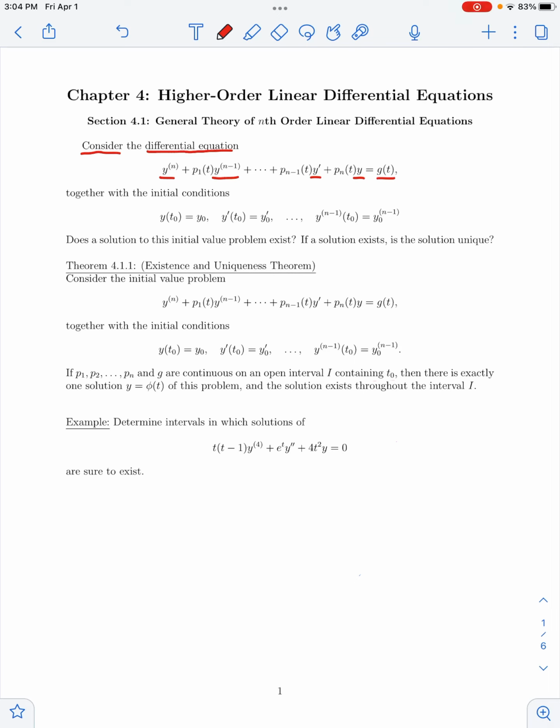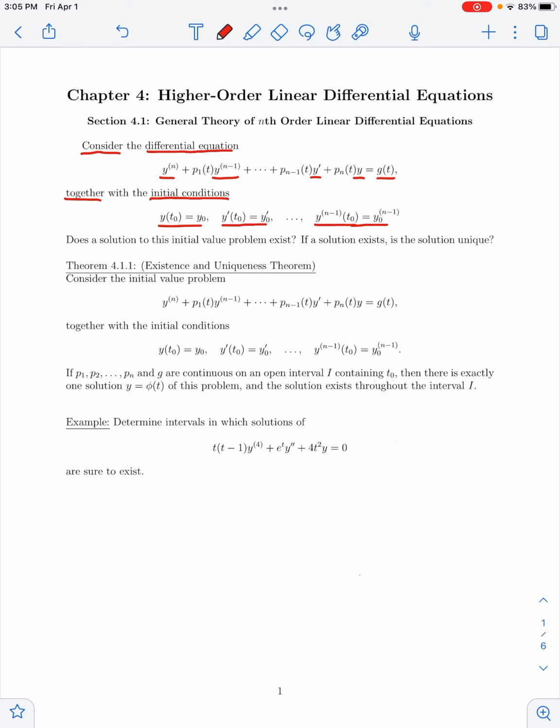So, for instance, in Chapter 2, when we were looking at first order equations, we usually paired them with an initial condition. And in Chapter 3, when we were working with second order equations, we had a set of two initial conditions, y of 0 and y prime of 0. So for an nth order equation, we will usually pair this with a set of n initial conditions. We have the initial value of y at some time t naught, the initial value of the first derivative at time t naught, the initial value of the second derivative at that time, and so on, up through the initial value of the n minus first derivative at time t naught.